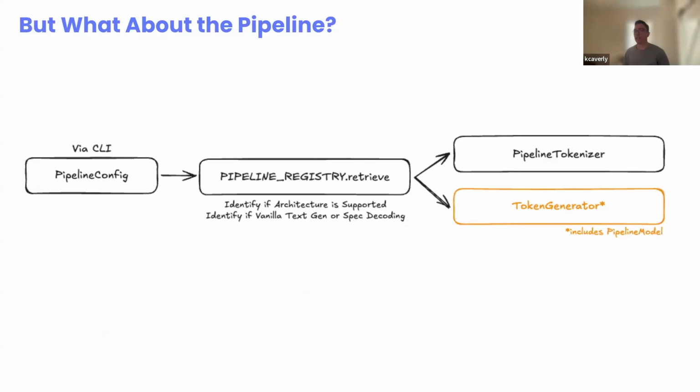Kind of looks something like this. When we initialize on the CLI, we'll send from a pipeline config through to the retrieve function. This does a bunch of validation, identifying if we support the architecture. It'll identify if it's vanilla text gen, spec decoding, if constrained decoding is enabled, etc. And it'll return two primary objects, the pipeline tokenizer and the token generator. And I've highlighted the token generator because this is the primary piece of the pipeline implementation that is model agnostic. So once we've moved beyond implementing an architecture into actually generating tokens, this object, the token generator interface, actually includes the pipeline model itself. And these are the two primary objects that are used from serving, benchmarking, or any of our internal use cases. They both have specific APIs on them that are required to run token gen in full.